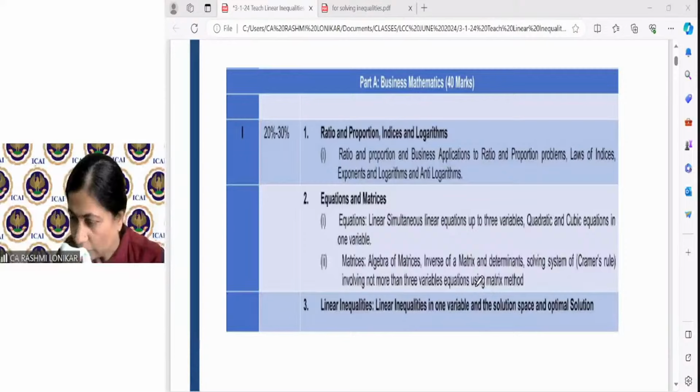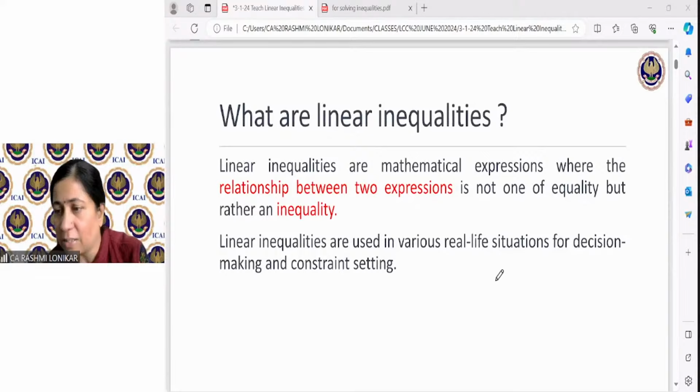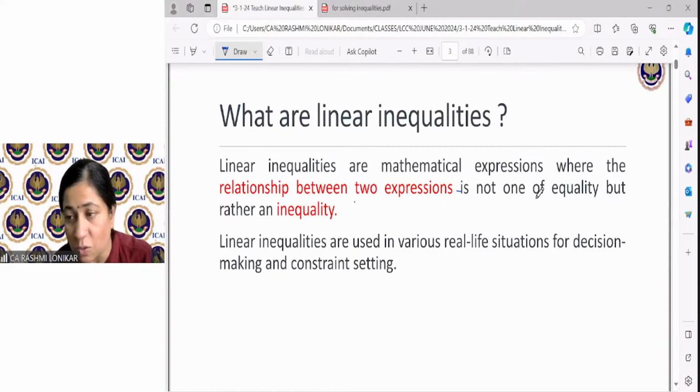So now you have studied what are equations, right? And so now we are going to study what are linear inequalities. Okay. So linear inequalities are mathematical expressions. Can you see over here what I have written? These are mathematical expressions where the relationship between two expressions is not one of equality, but rather an inequality.